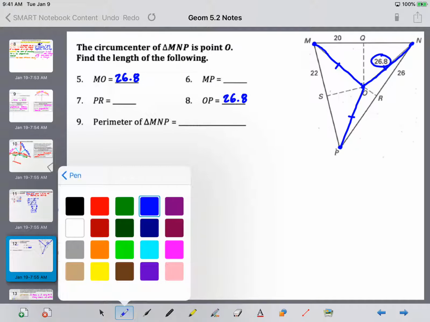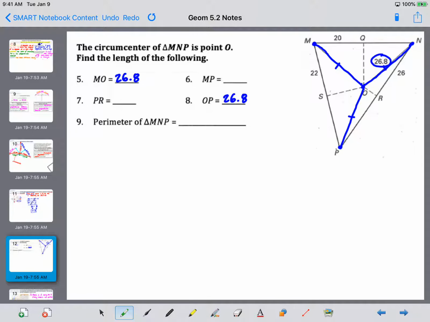All right, so now let's look at the other segments. The next one is MP. So that's this length here. Well, we know that these are the perpendicular bisectors, this segment OS and OQ and OR, which means S, Q, and R are the midpoints. Well, if this is 22 here, this has to be 22 here. So we can see from M to P has to be 44.